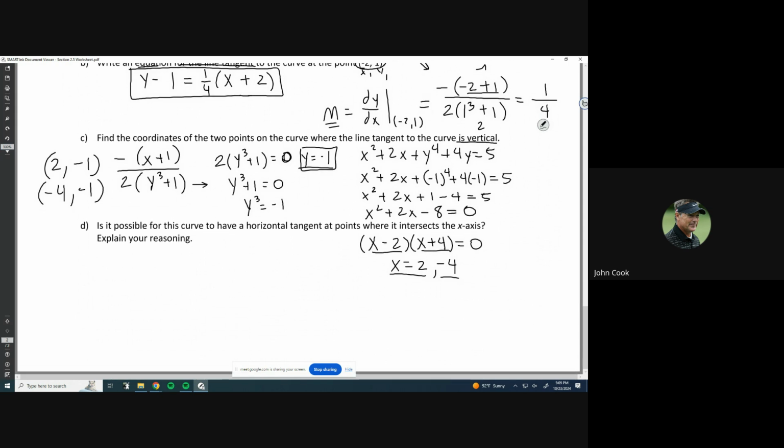Is it possible for the curve to have a horizontal tangent at points that intersect the x-axis? Or it intersects the x-axis, I'm sorry. So let's see here. Is it possible for this curve to have a horizontal tangent? Horizontal tangent means that the top part is equal to 0.